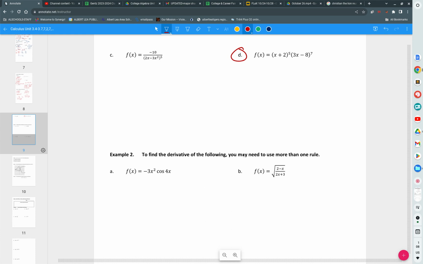Problem D, what rules? There are multiple rules here. What do you see? The chain rule and the product rule. Does everybody see that? Okay, what is the outer structure? Do you think I start by saying the chain rule, or do you think I start by saying the product rule?